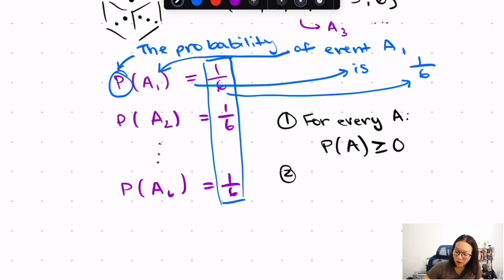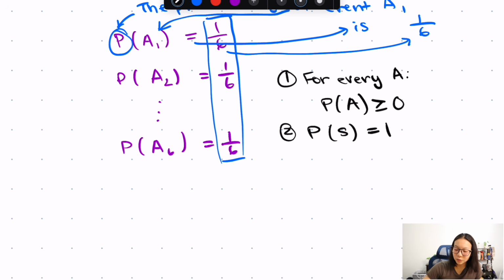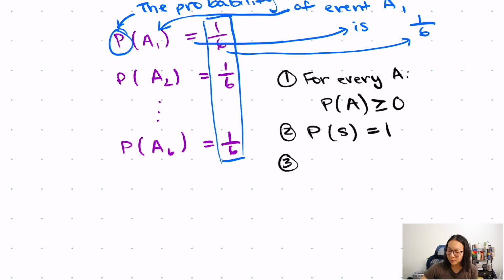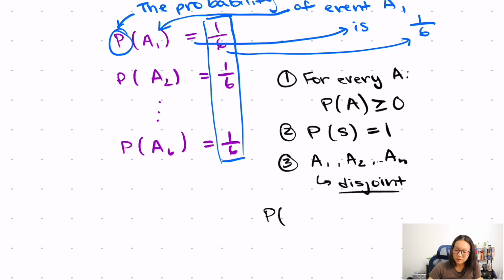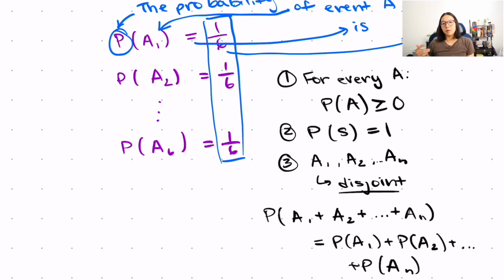The second is that the probability of the entire sample space, so all of this, is equal to 1. That means that the probability of any of the events happening has to equal 1. And then finally, if we have many events, A1, A2, etc., up to AN, so just n events, and these are disjoint, the probability of any of the events happening, so that's A1 plus A2 plus, all the way to AN, is equal to the sum of all the individual probabilities. So probability of A1 plus probability of A2 plus probability of AN. That's just summing up all the probabilities.